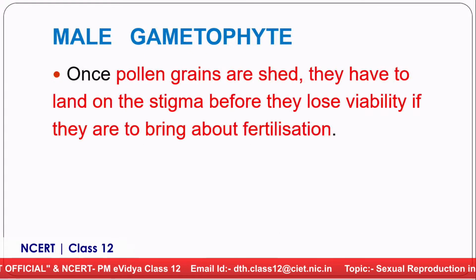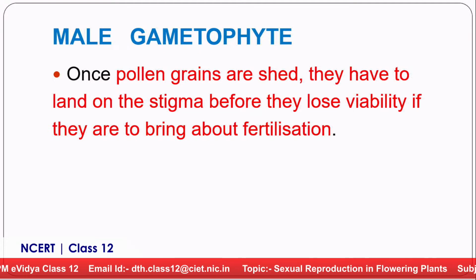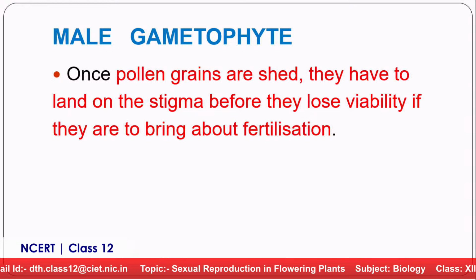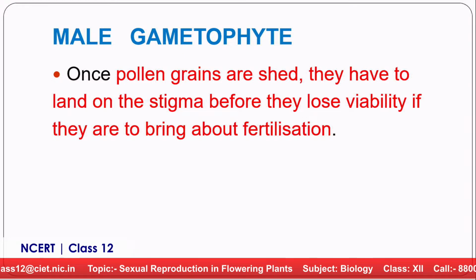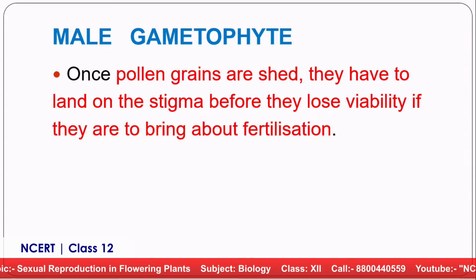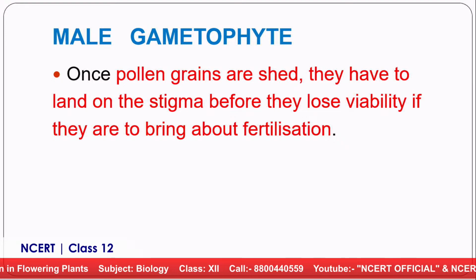So once the pollen grains are shed, they have to land on the stigma before they lose viability. This is a very important point, ma'am, because if the viability is lost, then after falling on the stigma it has no importance. So before they lose viability, they have to land on the stigma and bring out the process of fertilization. Okay.